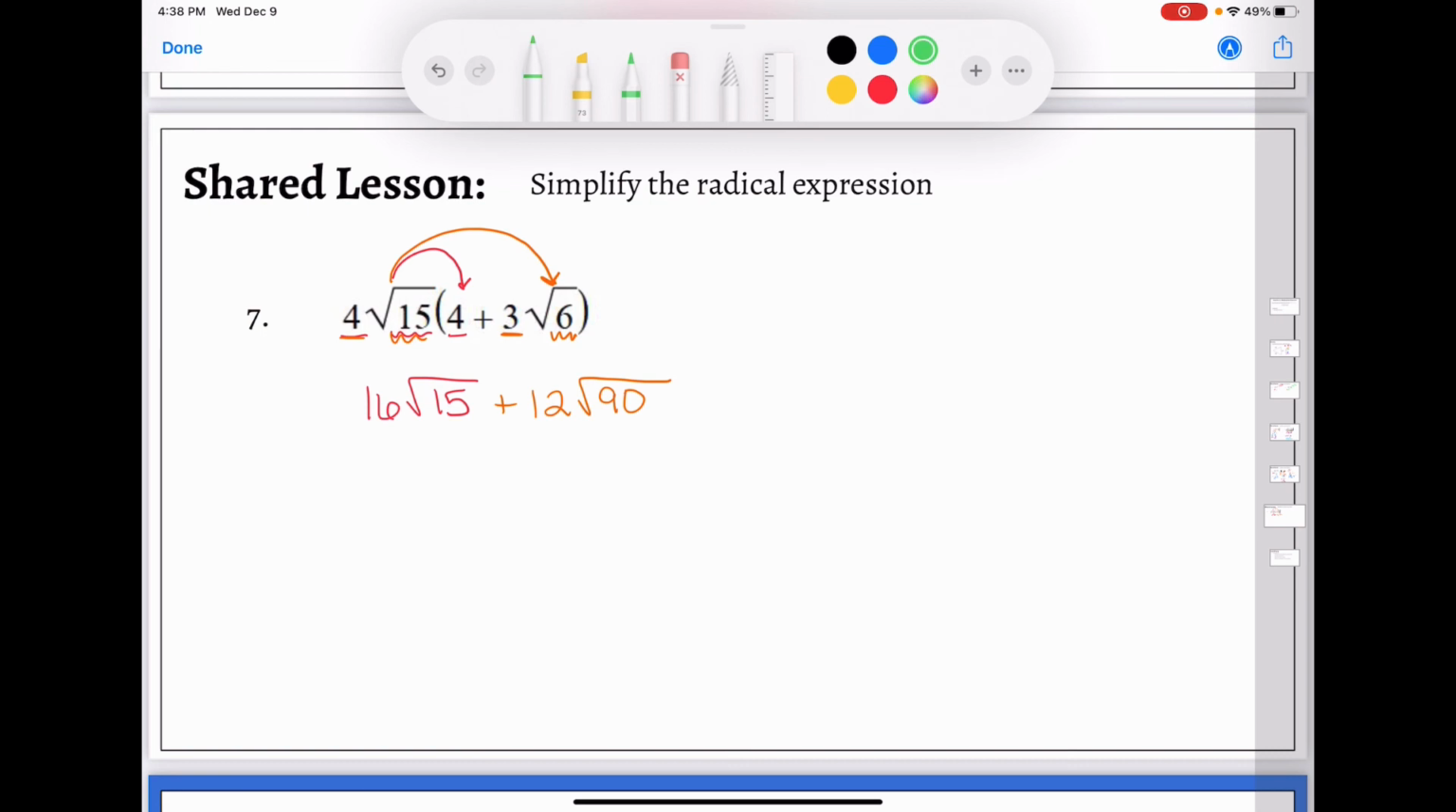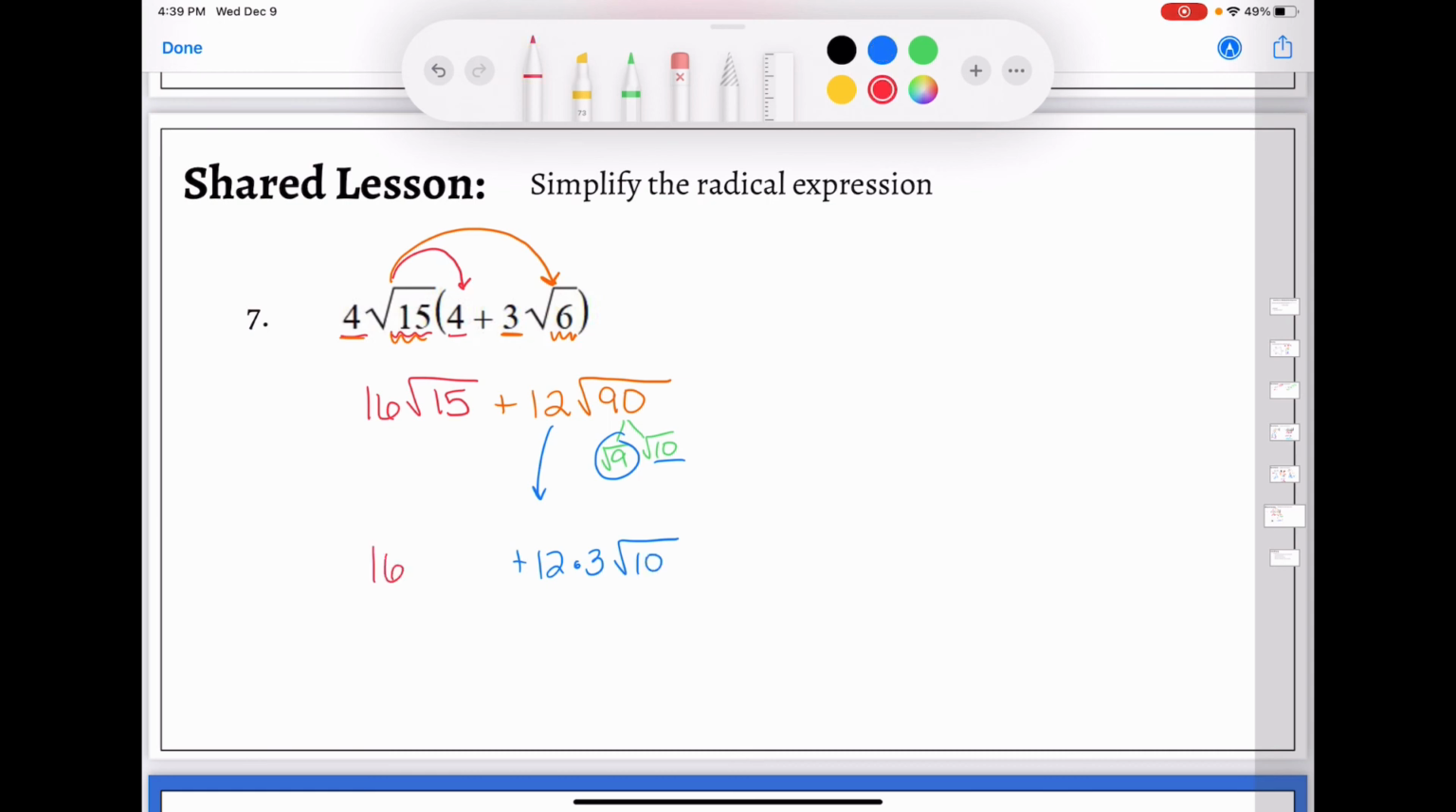Now I just need to try and reduce. If I look at my first one, square root of 15, let's see, factors of 15 are 5 and 3. Neither one perfect squares, nothing I can do on that one. My next one, I'm looking at the square root of 90. That I know I can reduce. That becomes the square root of 9 times the square root of 10, right? 10 is 5 times 2, not perfect squares. All right, so square root of 9. Let's see, so I'm going to bring down my 12 here. Square root of 9 is 3, so I have 12 times 3 on the outside now. Square root of 10 staying put.